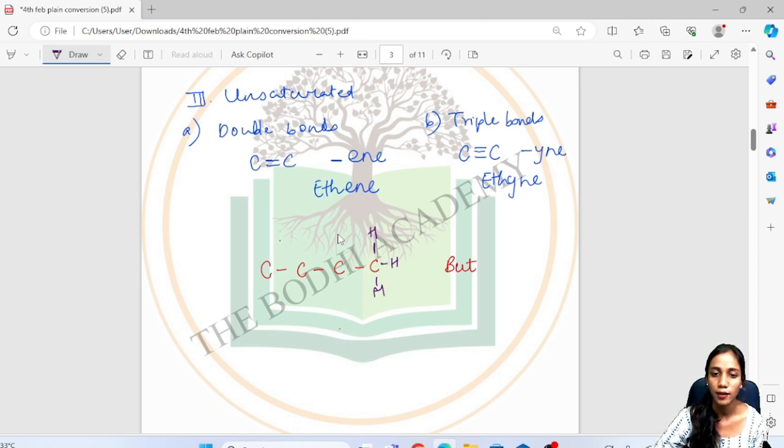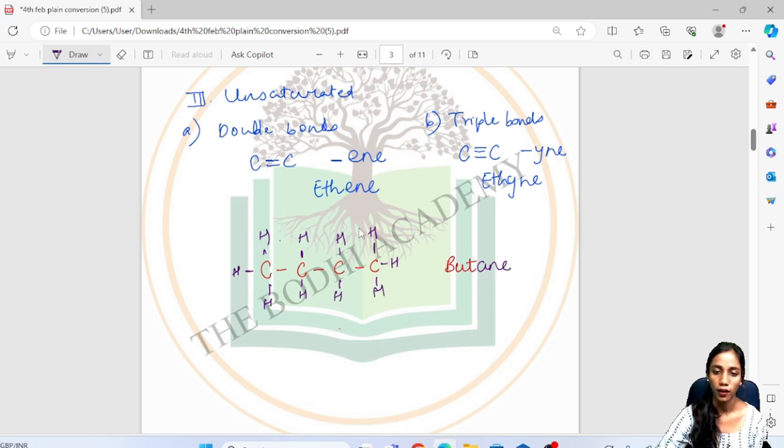Then this carbon already has two bonds, one on either side, so we add one hydrogen over here and one hydrogen this way. Again this carbon, so we add one hydrogen over here. Now this carbon has only one bond, so we add three hydrogens again. Now we see that there is no double bond here, there are only single bonds. So the name of this compound becomes butane.